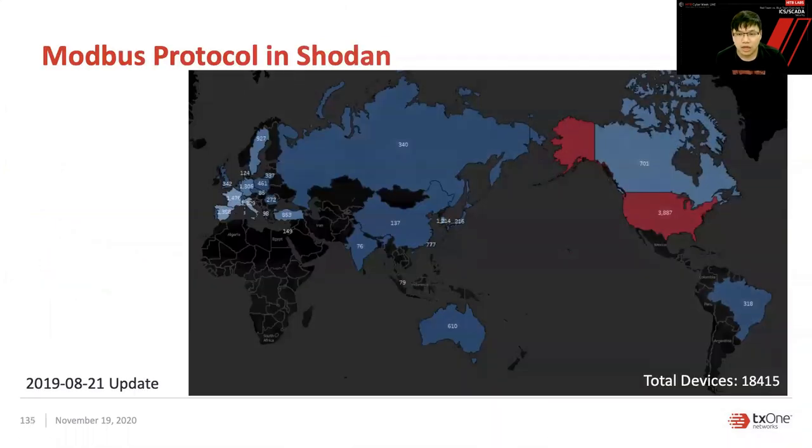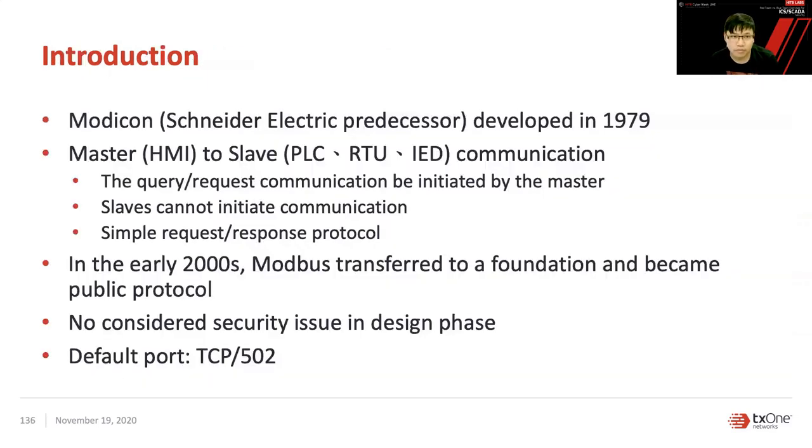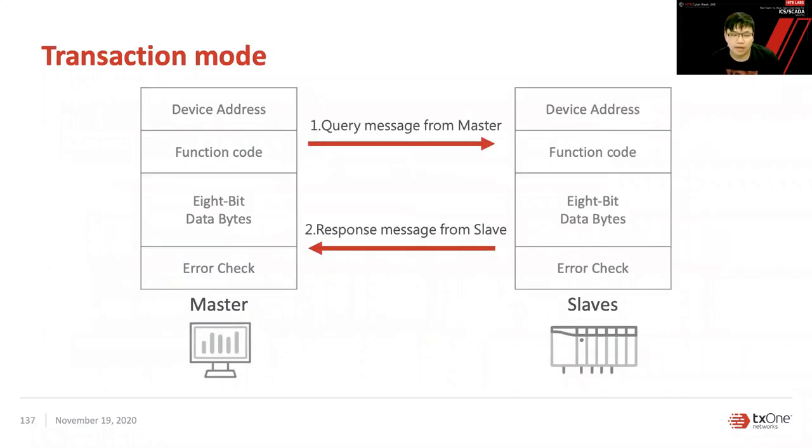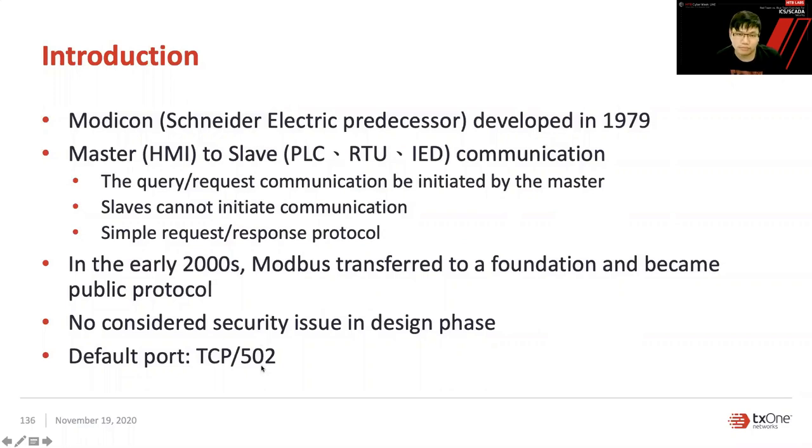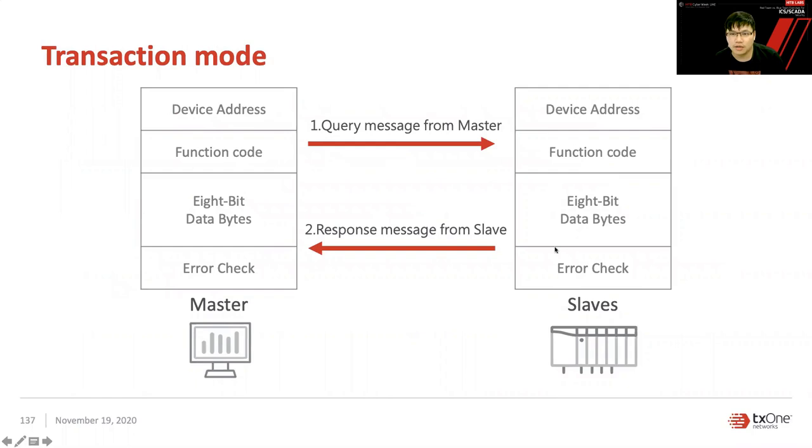Modbus protocol: after scanning with Shodan, we detected more than 80,000 devices on the internet using the Modbus protocol, maybe PLCs or many other device types. Modbus is a very early protocol, developed in 1979, and it's a master-slave protocol. Usually we define the master as the HMI. Only the HMI can send a command to the PLC. There is no security designed into Modbus, and the default port is 502 for TCP. So one request, one response.